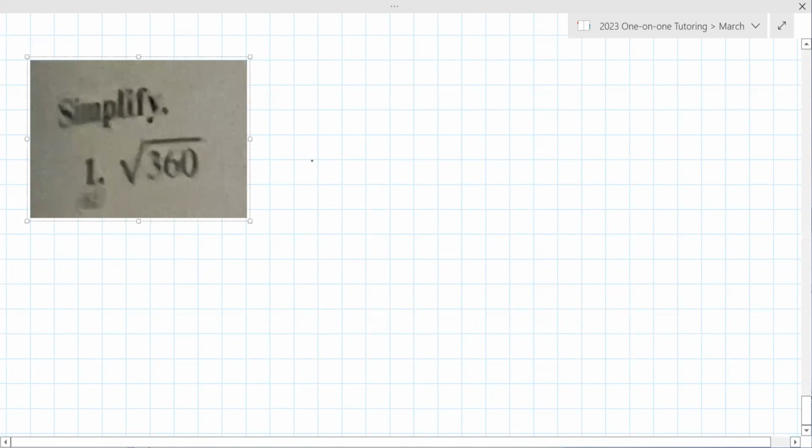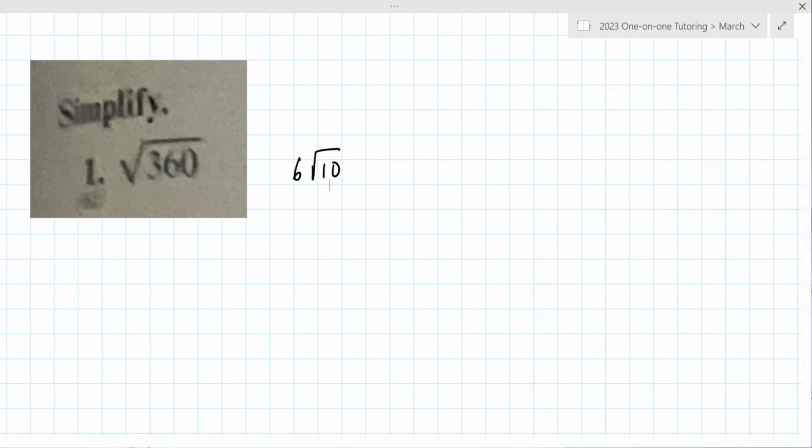For number 1 here, the answer is 6√10. Is that what you have? Yeah, that's what I got. And then for the second one, I got 6√7.